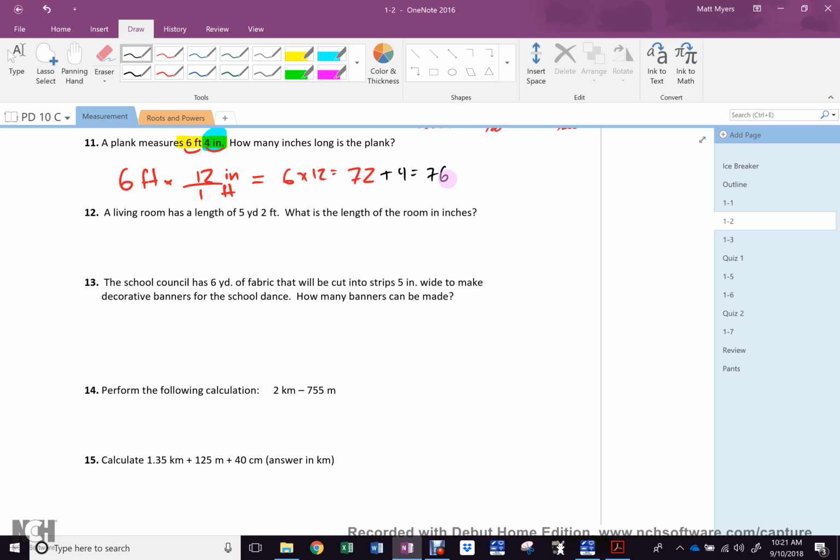All right. 12 is easy. What is it? 204 inches, because you had to do yards to inches, and then feet to inches, or you could have remembered just in your head that 5 yards equals 15 feet, right? And then you know that, and you could have just done 17 feet to inches, right?